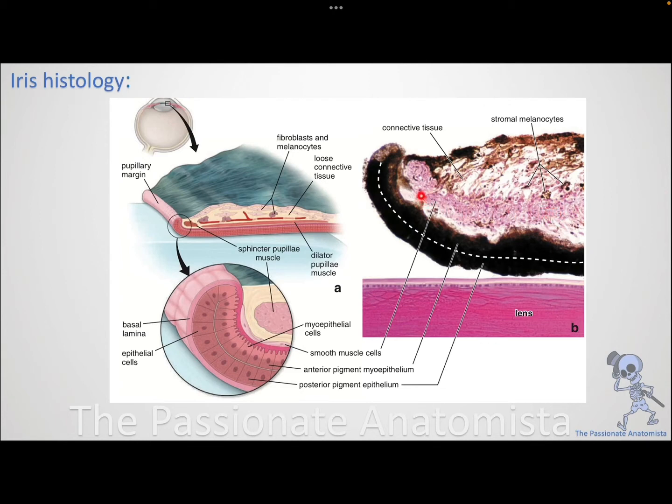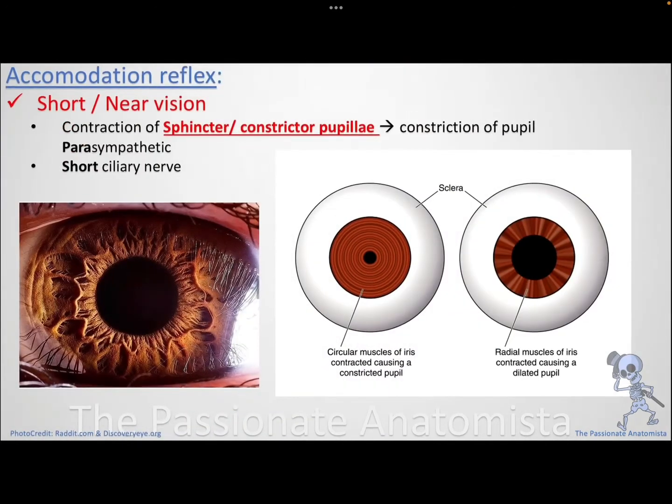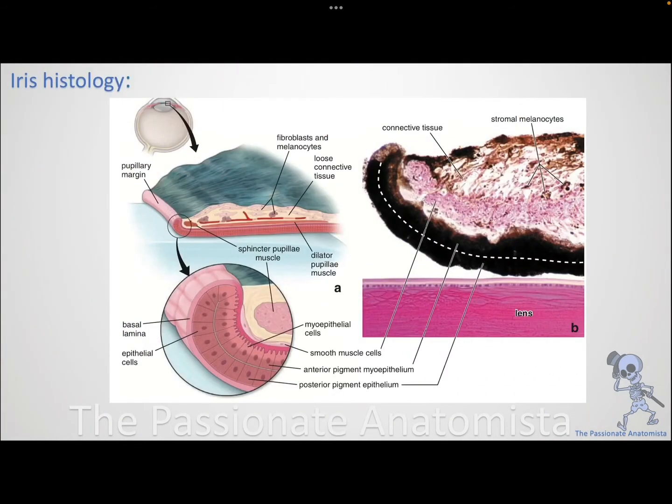If you have muscles that are near to the pupil, the circle here, this is going to be the sphincter pupillae. If you have muscles far away, this is going to be the dilator pupillae, because as I said previously, if I have muscles near to the pupil, this is going to be the sphincter pupillae. If you have them far away, radially arranged, it's going to be the dilator pupillae. The same thing you apply to the histology.